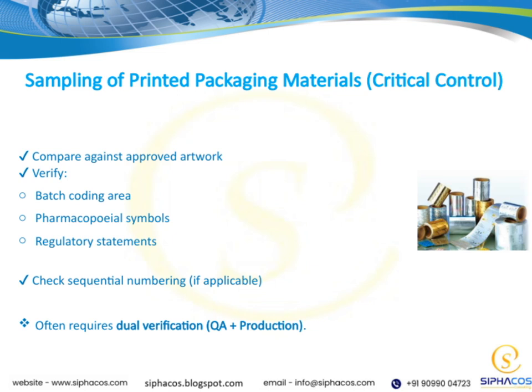Another important aspect is checking the sequential numbering if applicable. This helps confirm that the packaging sequence is correct and that no numbers are missing or out of order, which could indicate a problem. It's worth noting that this verification process often requires dual verification, meaning both quality assurance and production need to review and approve these checks.